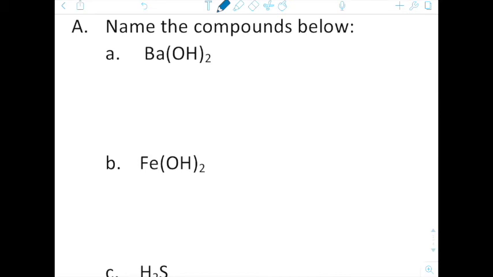Here we have iron hydroxide. Since iron has multiple oxidation states, we need to know its oxidation number. Since we have two hydroxide ions and hydroxide has a -1 charge, that means the overall charge contributed by hydroxide is -2. That means we need a +2 from iron to balance it out because all ionic compounds are neutral. So this would be called iron(II) hydroxide.